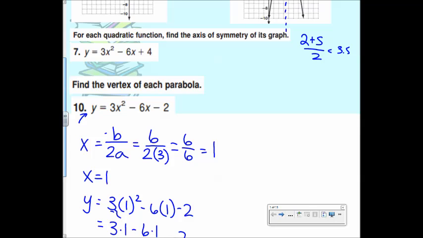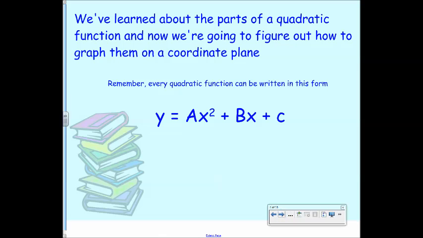All right, so today we're going to talk about kind of the final step here, which is how to graph these quadratics. We've learned about all the parts of a quadratic function. There are a lot of them, right? We talked about direction. What else did we talk about? Axis of symmetry, vertex, domain, range. We talked about a lot of different topics. But today we're going to talk about how to graph it onto a coordinate plane, which ends up kind of being the most important thing.